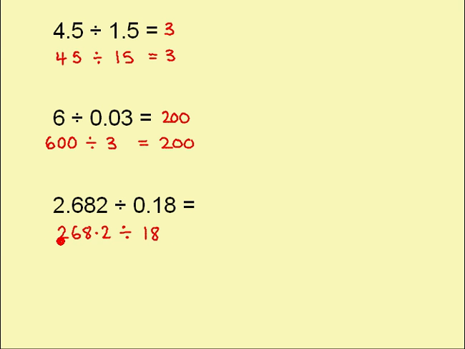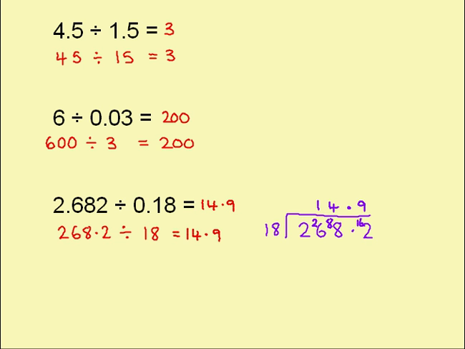Now I can't easily do this question in my head, but I can do a bit of side working. So I'm going to use the bus shelter method. 18 does not go into 2, so I move the 2 to here. Now 18 does go into 26 once with a remainder of 8. 18 goes into 88 4 times with a remainder of 16. My point is here, and then 18 goes into 162 exactly 9 times. So the answer to this question is 14.9, and the answer to the original question is 14.9.